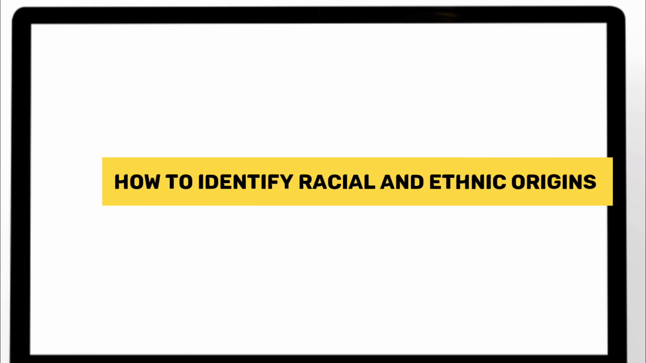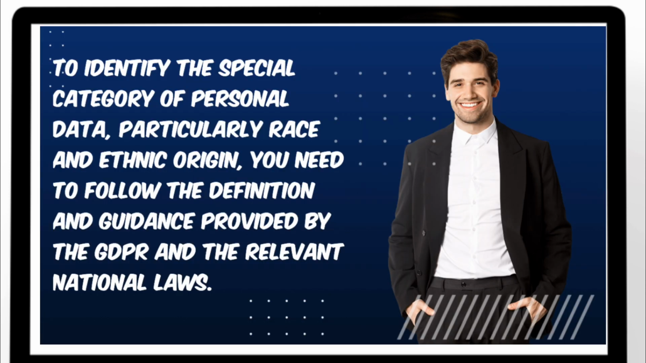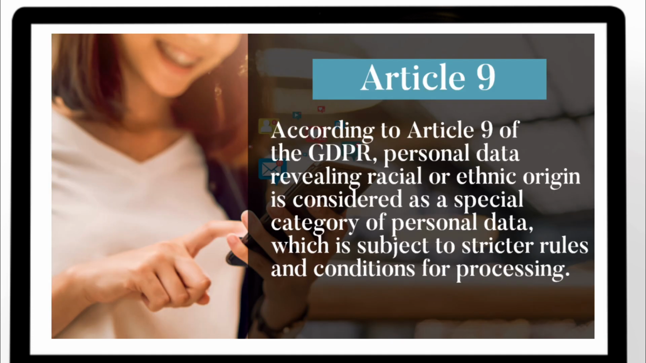But the question is, how will we identify racial or ethnic origin? To identify the special category of personal data, particularly race and ethnic origin, you need to follow the definition and guidance provided by the GDPR and the relevant national laws. According to Article 9 of the GDPR, personal data revealing racial or ethnic origin is considered a special category of personal data, which is subject to stricter rules and conditions for processing.